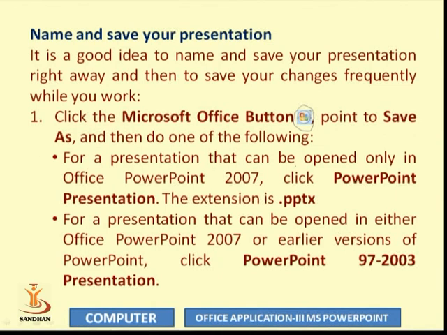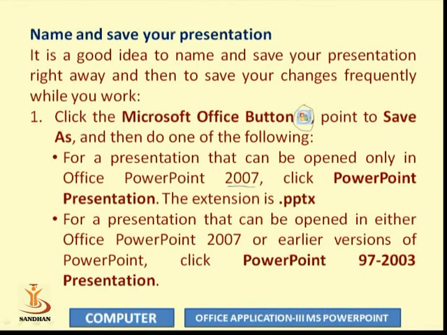For a presentation that can be opened only in Office PowerPoint 2007, select that, click PowerPoint Presentation and give the name. The extension that will be used will be .pptx. This is for PowerPoint 2007. For PowerPoint 2003, the extension is .ppt.